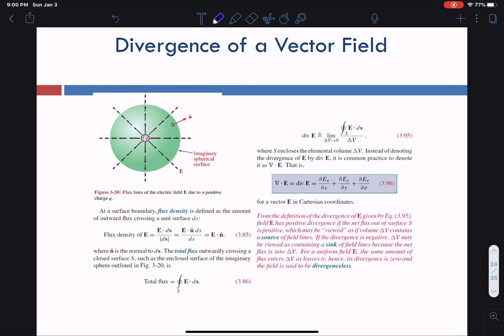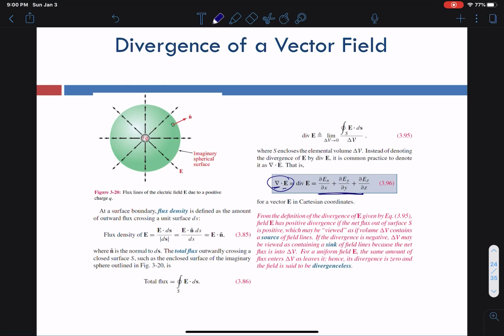What is a divergence? Divergence is basically telling you how much flux is coming out of a closed surface per unit area. So what does it mean? If it's the divergence of E, the electric field, then divergence of E is the del operator, the same del operator we talked about last time, dotted with E. You get a scalar.